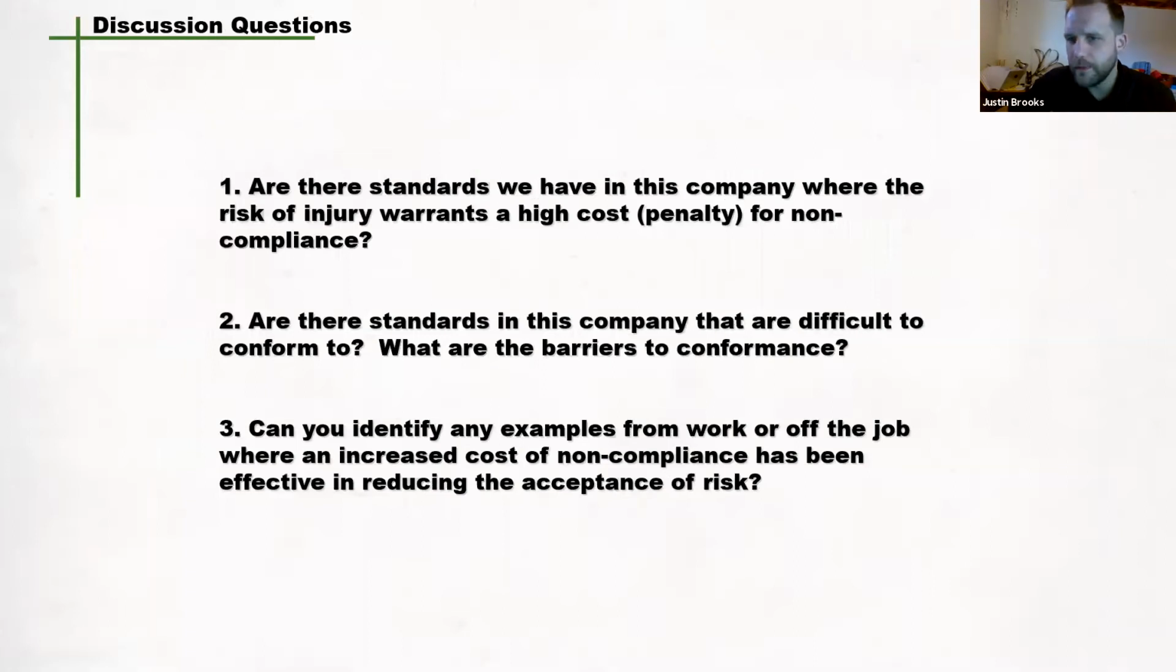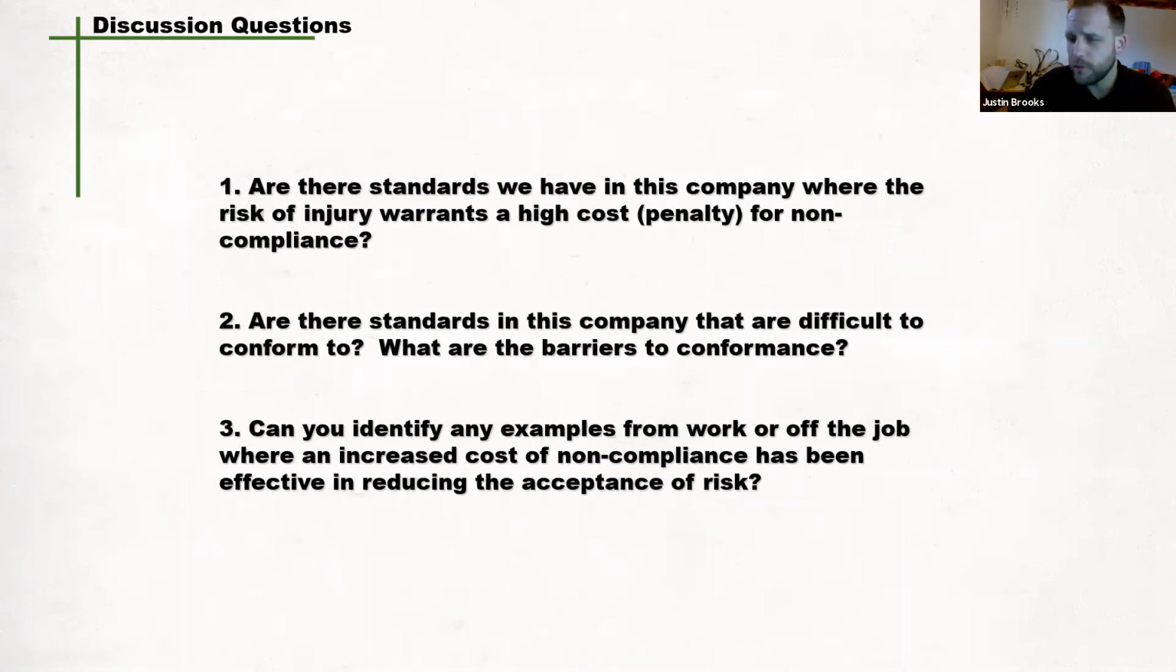So again, the intent of this slide is to generate a group discussion on very specific issues in your workplace, on safety standards that are very important to your staff. If you need a prompt, lockouts can provide a good example. This is a standard that protects a worker directly, and a violation of that standard by another worker, for example, removing someone else's lock, would warrant a more severe penalty.